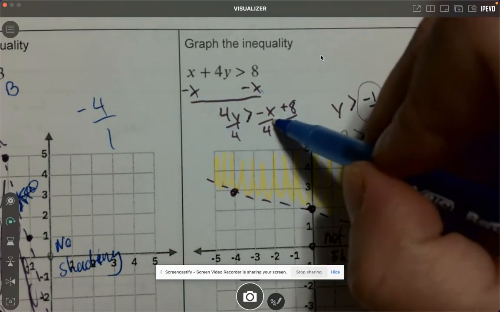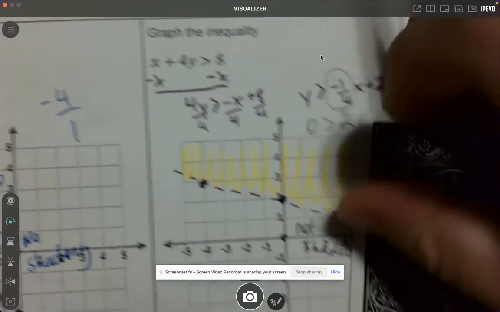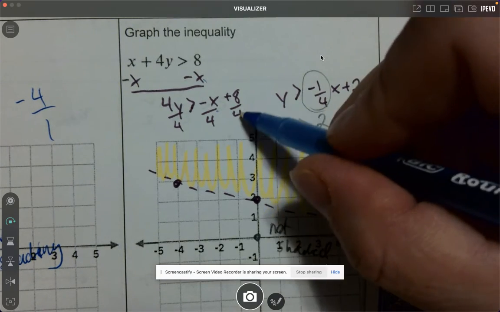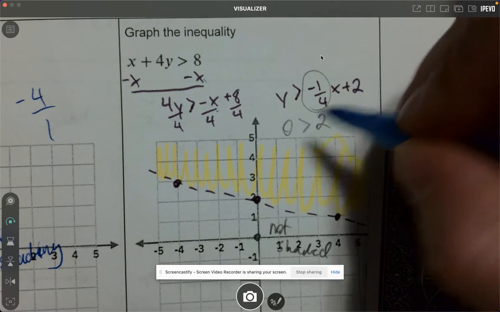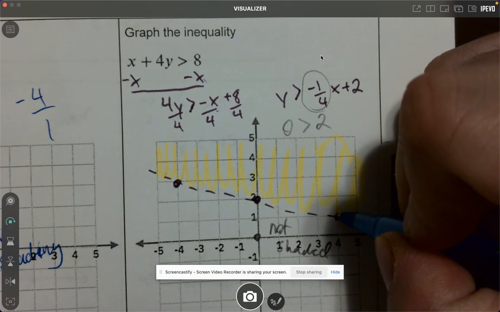This one has to be put into slope-intercept form, minus x on both sides. Then I have to divide everything by 4. That's a -1/4 x, and then 8 divided by 4 is 2. Another dotted line, starting at 2, down 1 over 4.